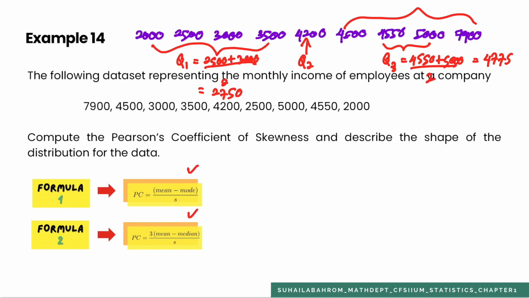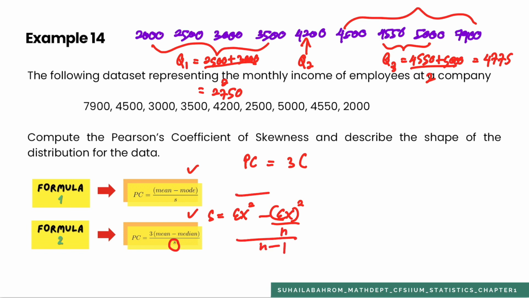Okay, so since there is no mode, we will use the second formula: 3 times the mean minus the median, divided by the standard deviation. Okay, since we need the value of the standard deviation here, we need to calculate it first by using the formula for standard deviation for ungrouped data. So let's recall the formula. Summation of x squared minus the summation of x, squared, over n, over n minus 1, square root.